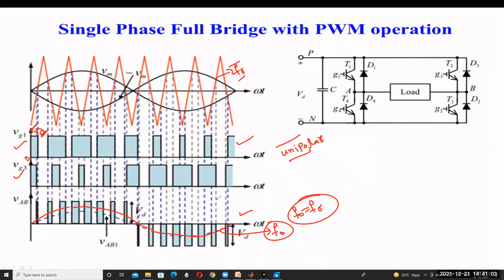The output voltage of this inverter can be controlled by controlling the width of the pulses. By controlling the width of the gate pulses, the output voltage can be controlled. That means, indirectly, by using the modulation index, we control the output voltage of the inverter.